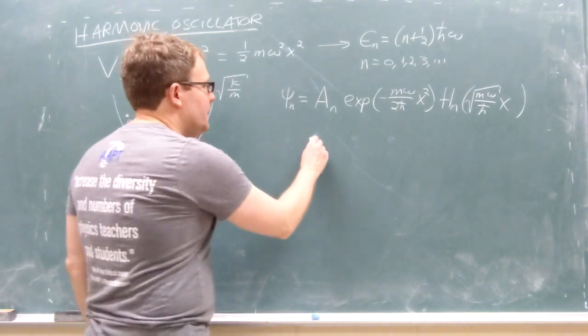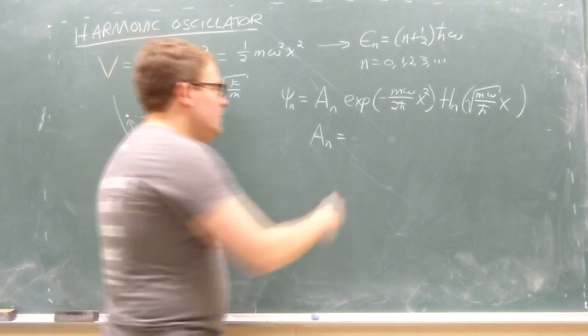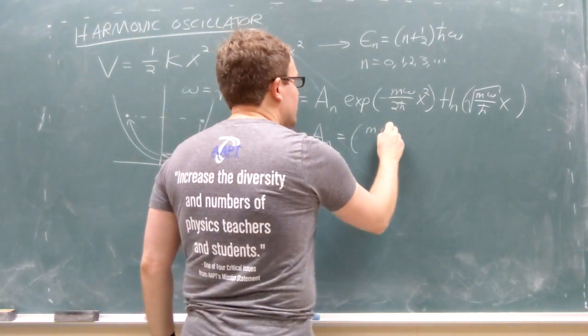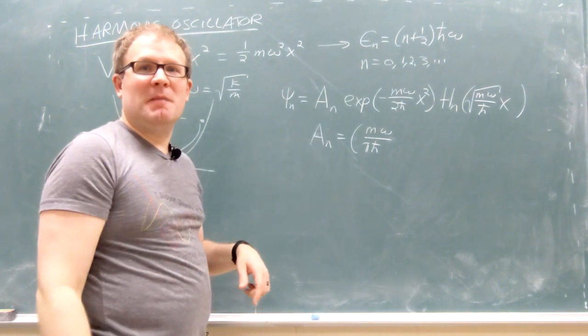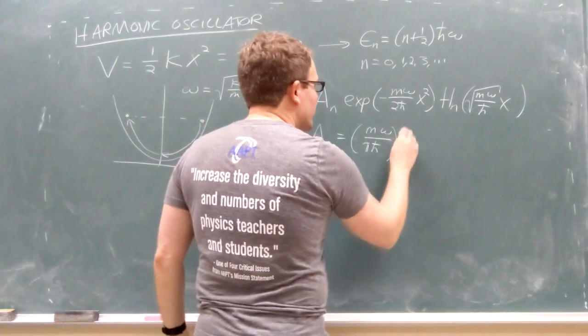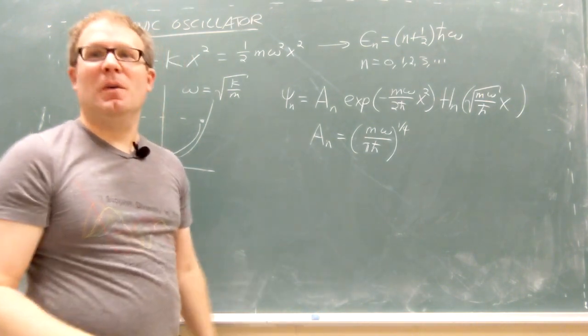So the first piece of this, the normalization constant, has a few pieces to it. There's going to be an m omega over pi h bar. You keep seeing this combination of m omega over and over again. That all gets raised to the 1/4 power, right? Just to make the units work out, it's got to be a 1/4 power.